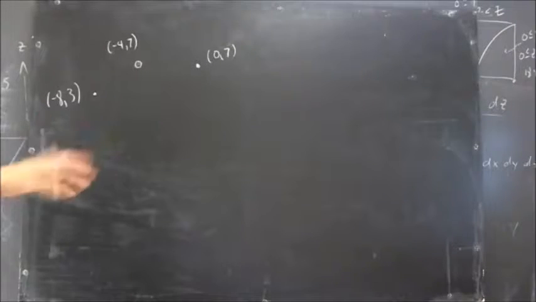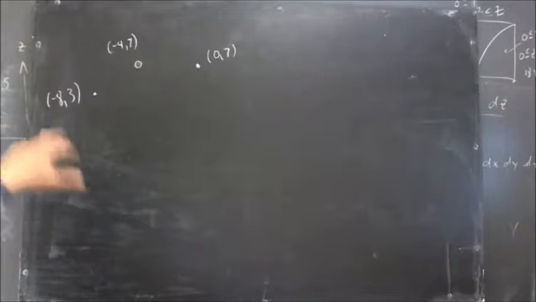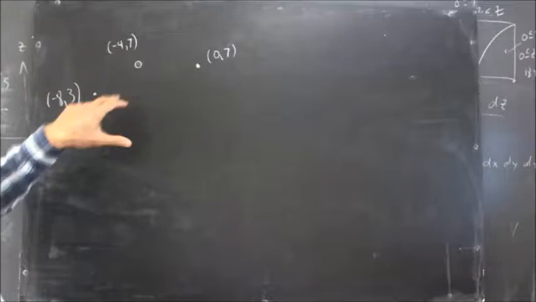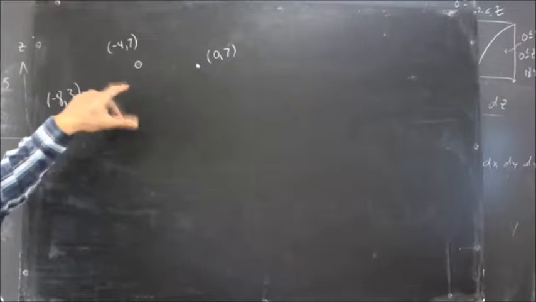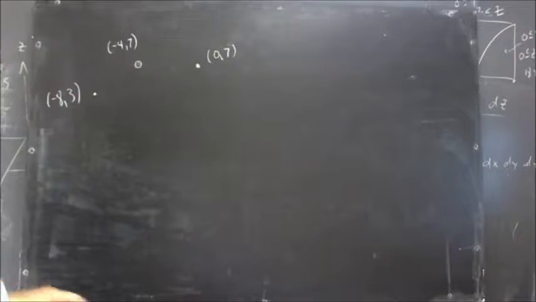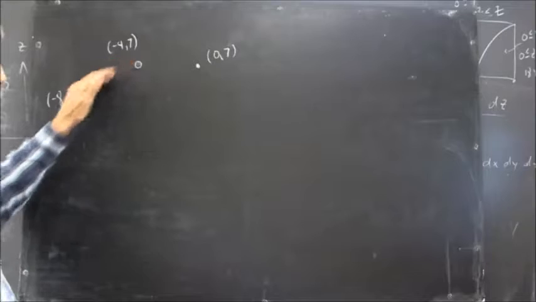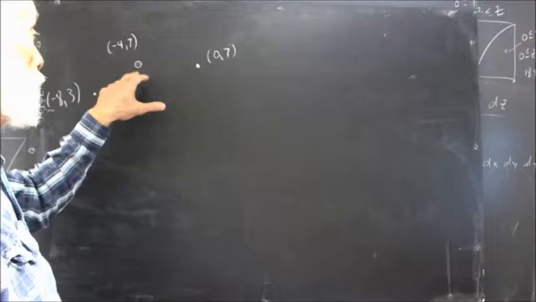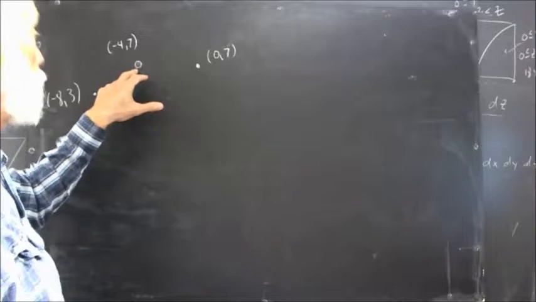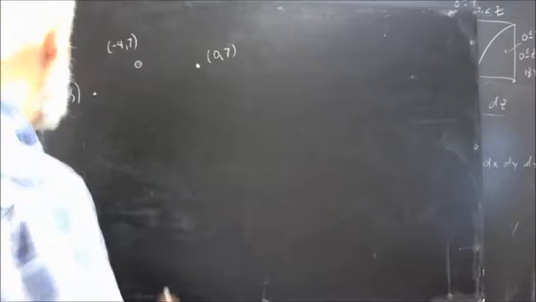Okay, next problem. We're given points (-8, 3) and (-4, 7). We're asked to sketch a line from this point to this point, not including this point, and then a line segment from here to here, not including this point but including this one, and then a segment from here to here, including this point and this one. So how do we do that?